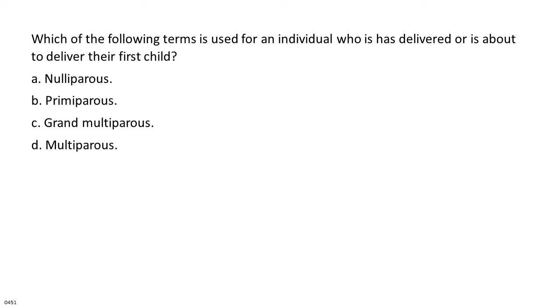Which of the following terms is used for an individual who is or has delivered or is about to deliver their first child? A. Nulliparous. B. Primiparous. C. Gran multiparous. D. Multiparous.